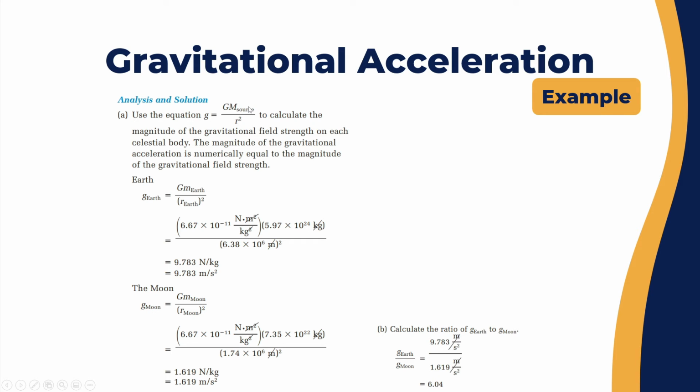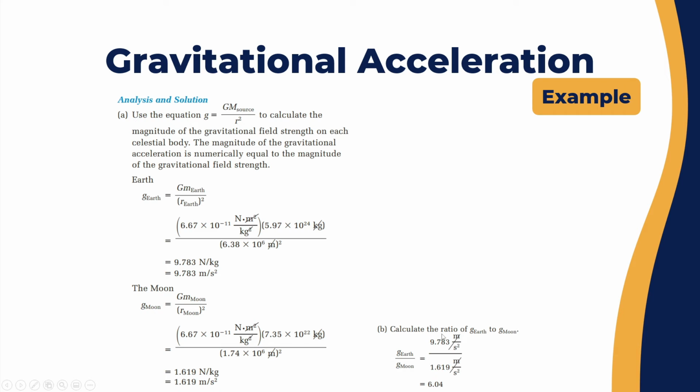Either you're talking about Earth or Moon in this case, G is the mass over distance squared, or the radius of that mass. Now the g of Earth would equal G times the mass of Earth over the radius of Earth squared. That will give you 9.78 meters per second squared. For the Moon, G times the mass of the Moon over the radius of the Moon squared would give you 1.619 meters per second squared.